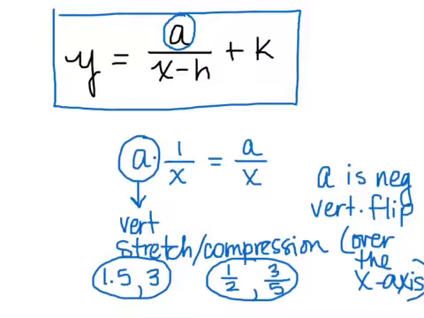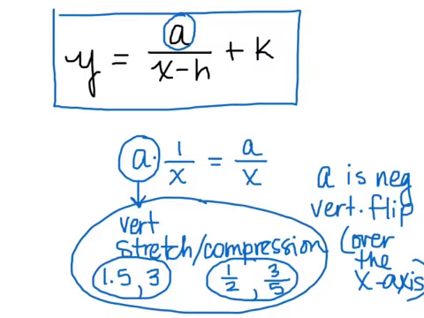So when you're looking at the a number here, I'm talking about the a without the sign, or the absolute value of a without the sign in consideration. You do the stretch or the compress depending on what the a is without the sign. Then if a happens to be negative, you also do a vertical flip over the x-axis.